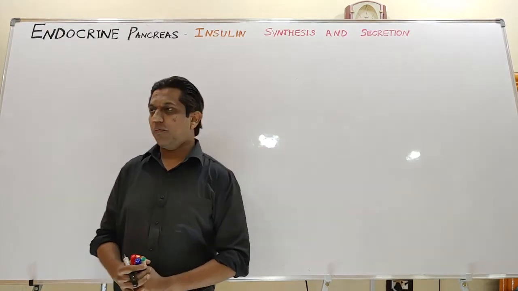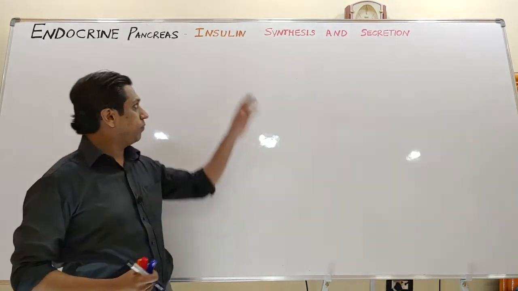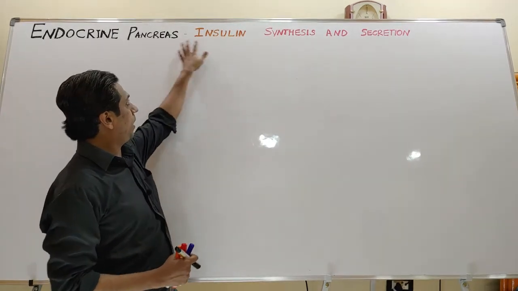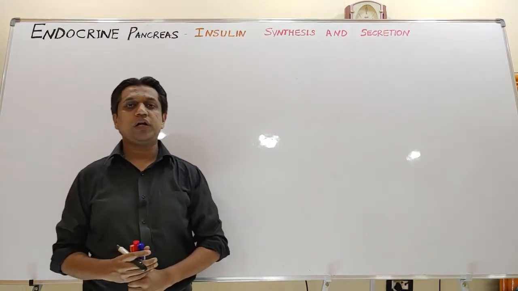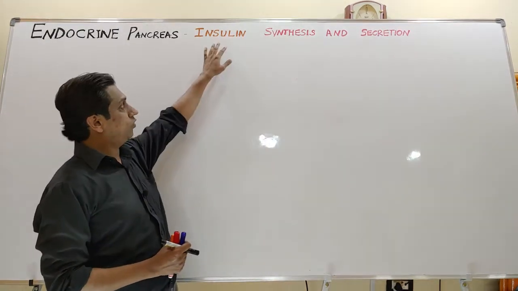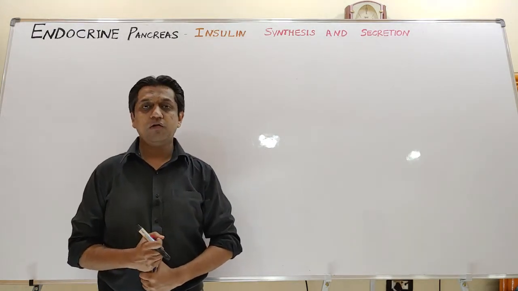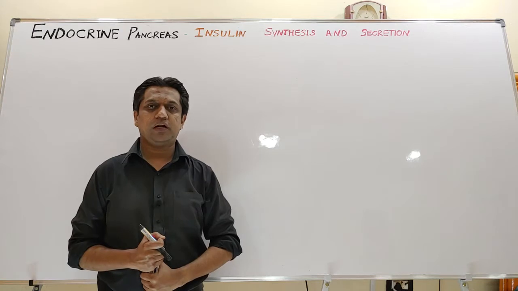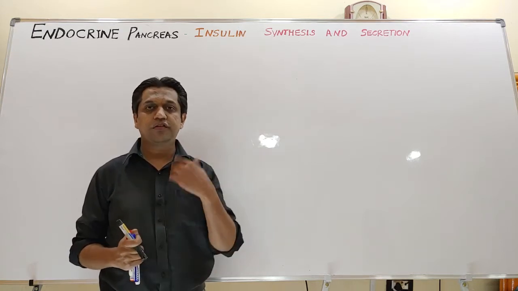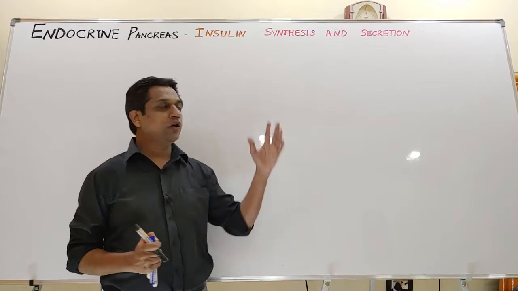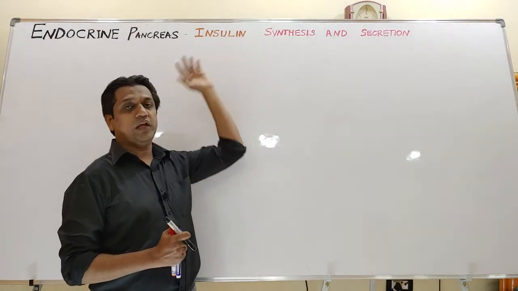Today we'll study the endocrine pancreas. In particular, one of its important hormones, insulin. Insulin is very important and is related to one of the commonest endocrine disorders, diabetes mellitus. How is insulin related to diabetes mellitus, what is its action, how is it synthesized, how is it secreted, what is its chemical structure? Today we are going to discuss in detail this very important hormone insulin.